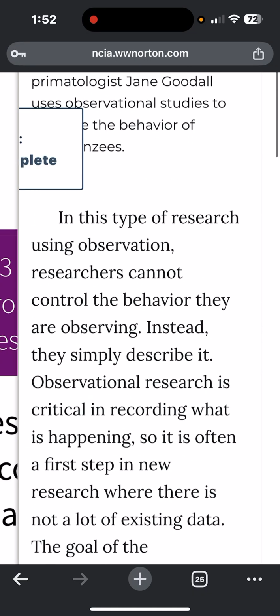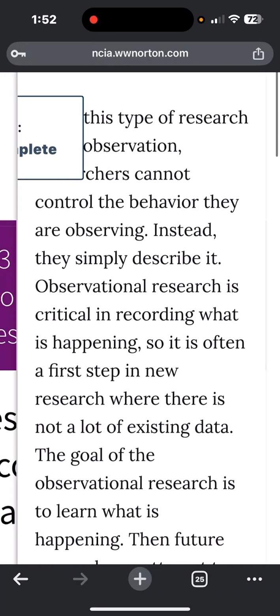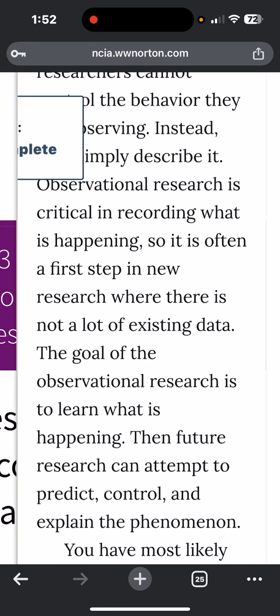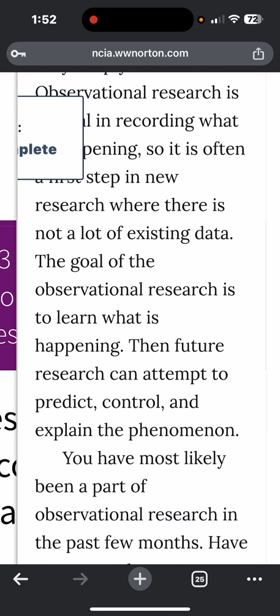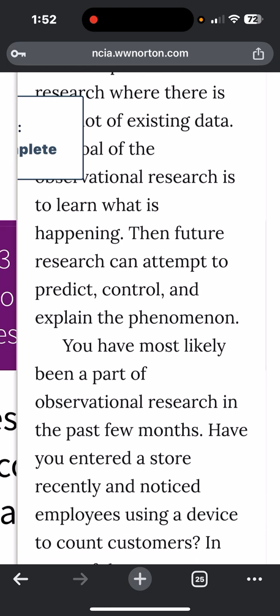In this type of research, using observation, researchers cannot control the behavior they are observing. Instead, they simply describe it. Observation research is critical in recording what is happening, so it is often the first step to new research where there is not a lot of existing data. And the goal of observational research is learning what is happening.